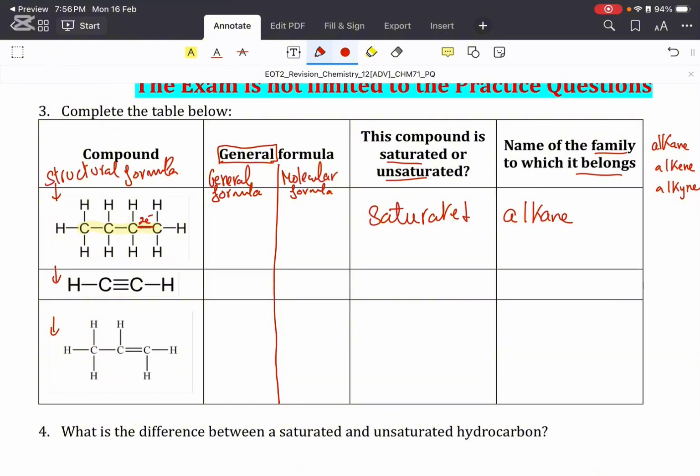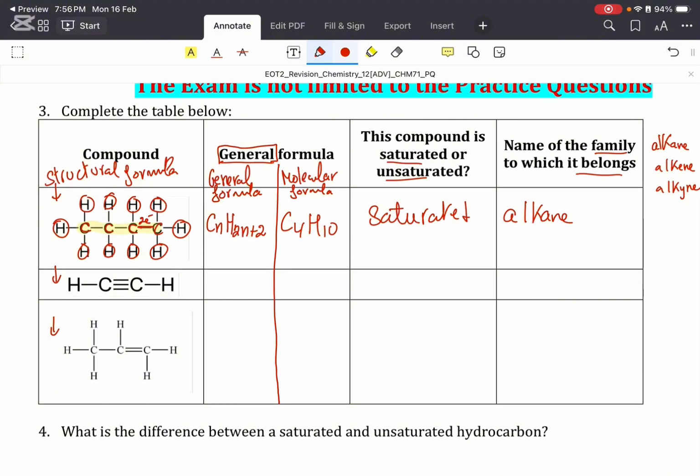Now, as a molecular formula, I have 1, 2, 3, 4 carbons and 1, 2, 3, 4, 5, 6, 7, 8, 9, and 10 hydrogens. This is called the molecular formula. The general formula of alkane would be CnH2n+2.